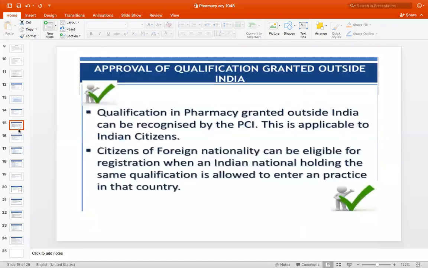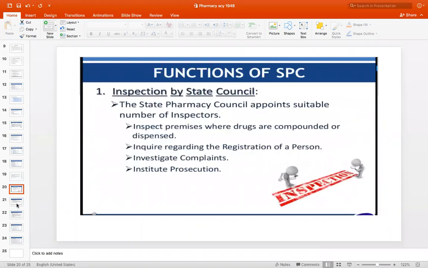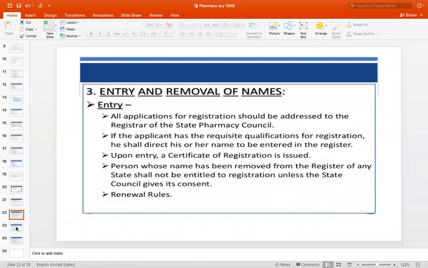Okay. So the central register should be maintained. When was this amendment passed, that PCI should maintain the central register? 1959. No. 1956. No. 1976. Okay.